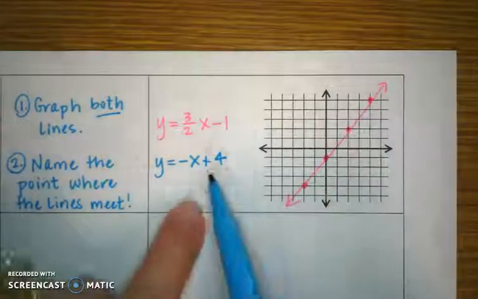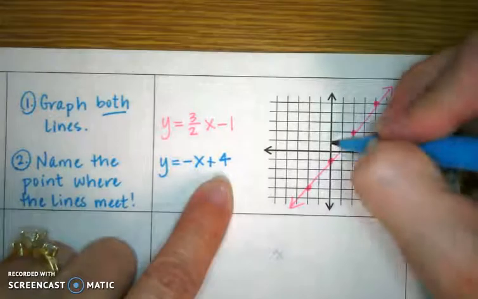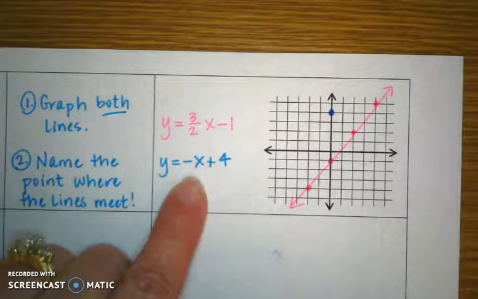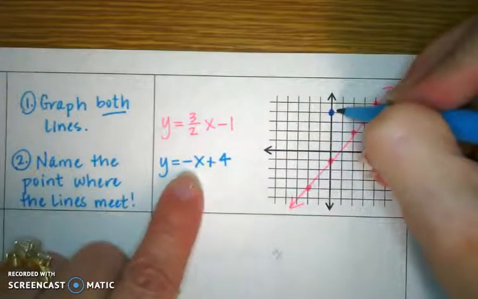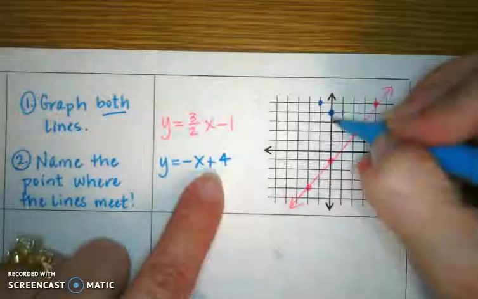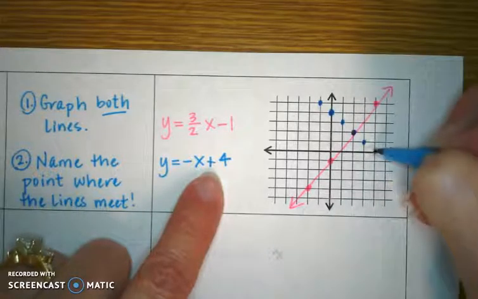All right, so now I'm going to graph the second line. So again, we start with the y-intercept. This y-intercept is at 4. And then we're going to use the slope to rise and run for more points. So if the slope is negative 1, that means up 1, left 1, or down 1, right 1, and so on.